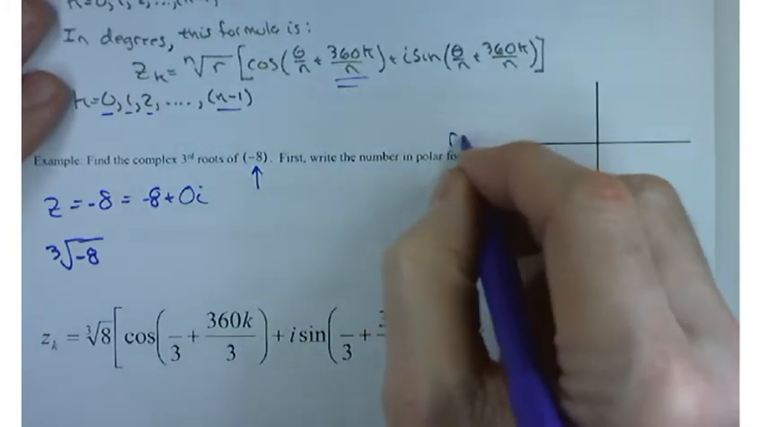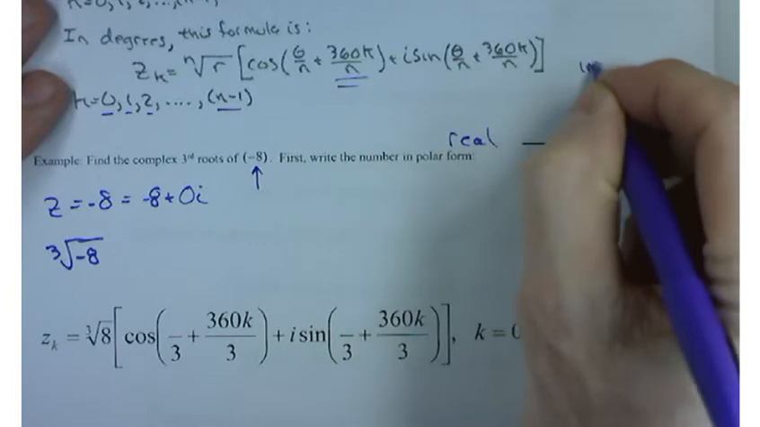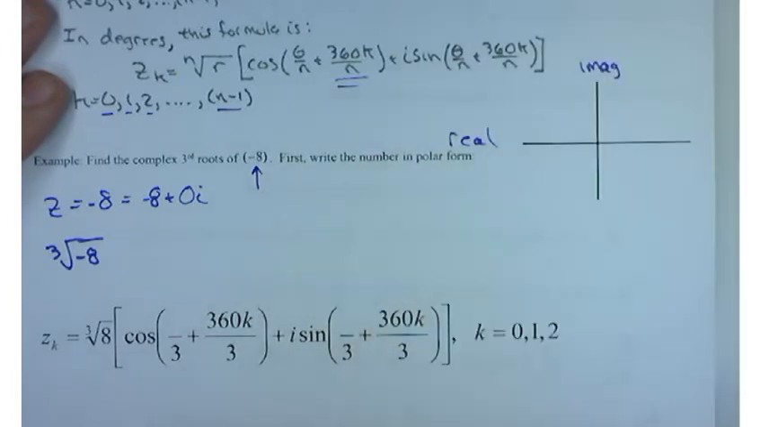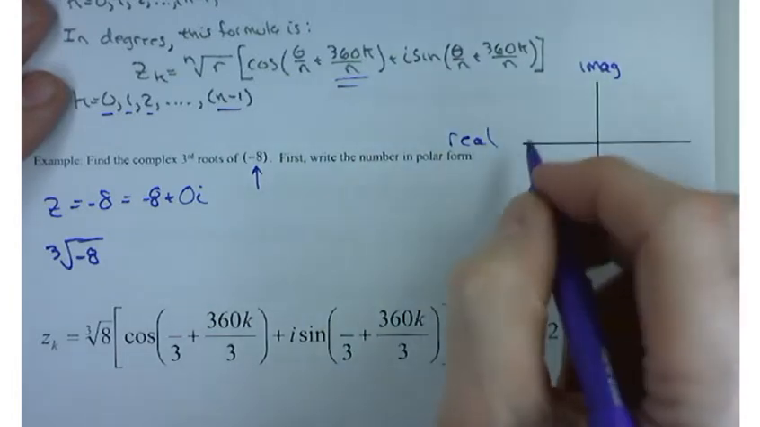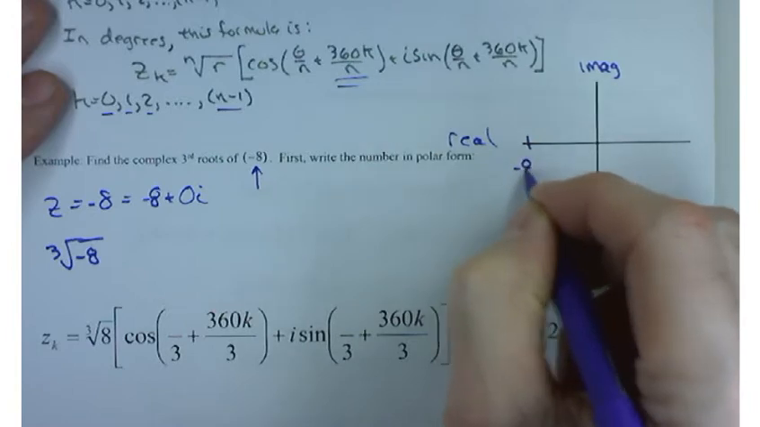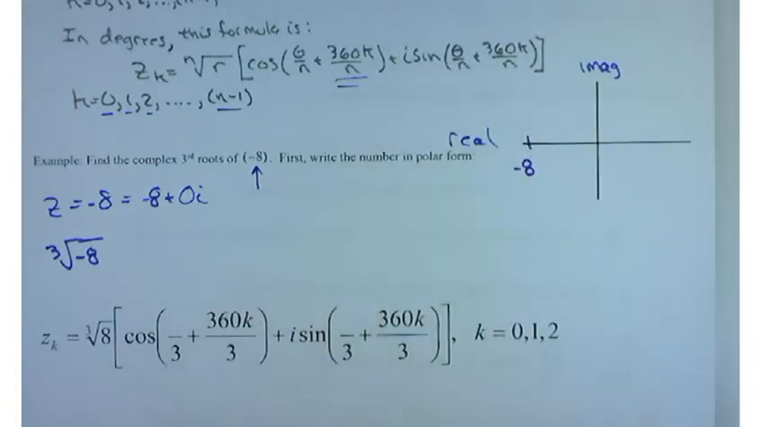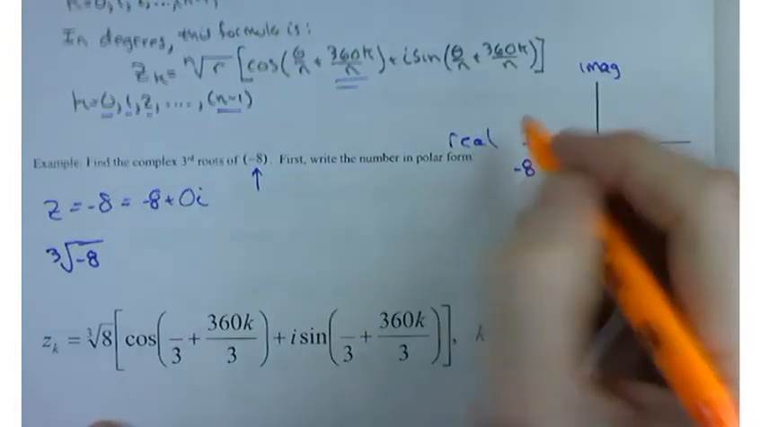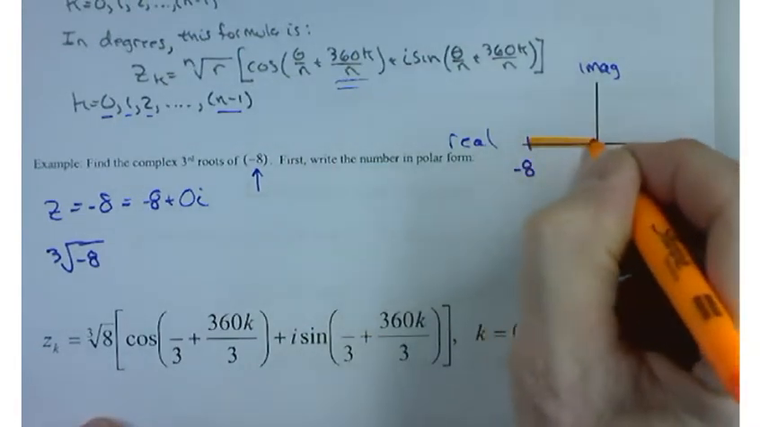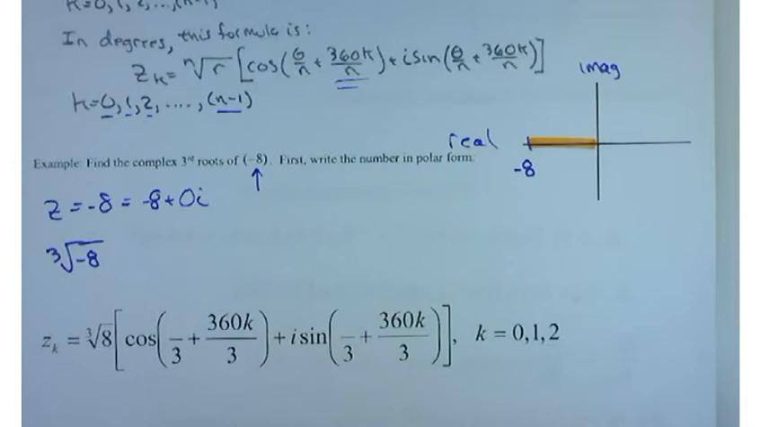You've got your real and your imaginary. It's going to be right on the real axis, right? It's going to be here at negative 8. There are two things that I need to know. One is I need to know r, and the other one is I need to know theta.